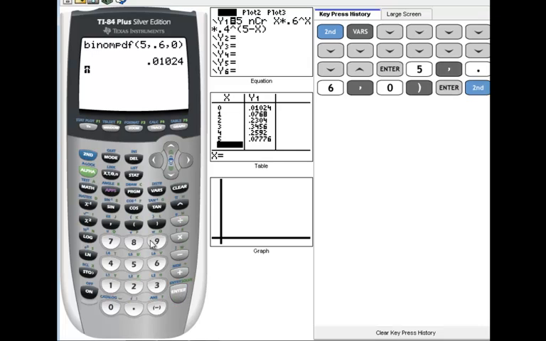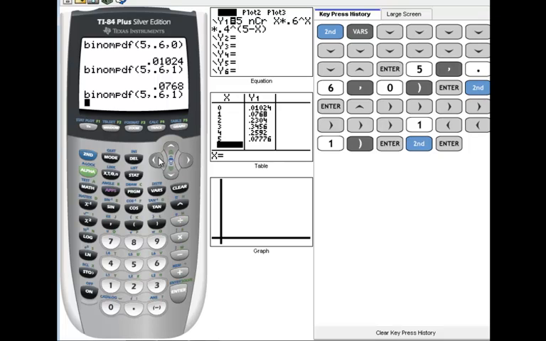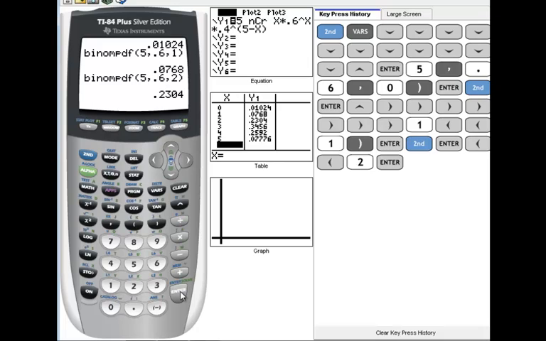If you hit second entry, it'll pull this up again, and you could come up here and change the 0 to 1. This would be the probability that x equals 1. And then if you hit second entry and repeat this again, this would be the probability that x equals 2. So you have 3 options to get this answer. Option 1, you could work it out by hand. Option 2, you can use your equation in the table. Or option 3, you can use your binomial PDF command.